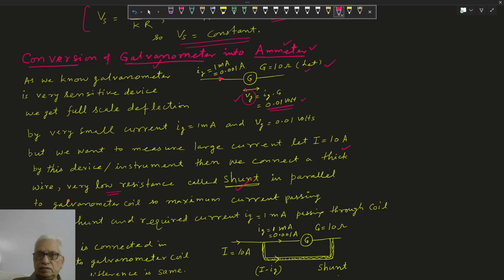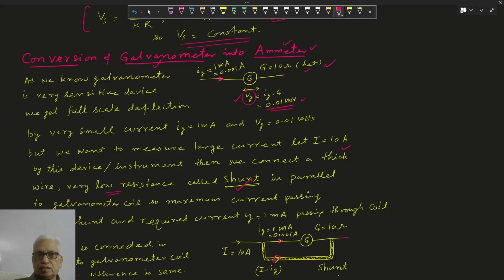तो मेन करंट शंट से पास हो जाए. शंट का रेजिस्टेंस क्या है? कम रेजिस्टेंस से ज्यादा करंट पास होगा. So this is the shunt here, very thick wire, low resistance, almost all the current is passing through the shunt, and small current of Ig passing through the galvanometer coil. It is not burning. It can measure very large current.